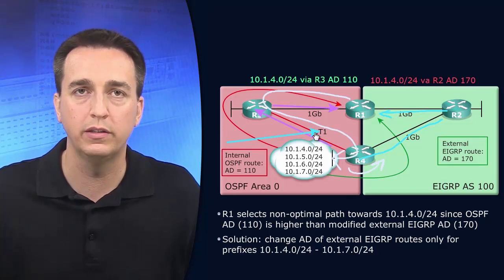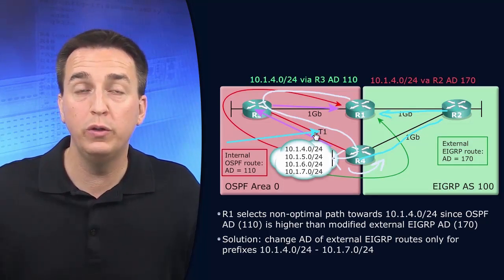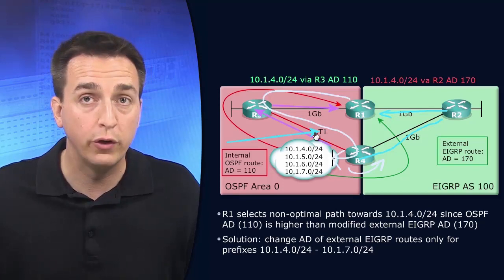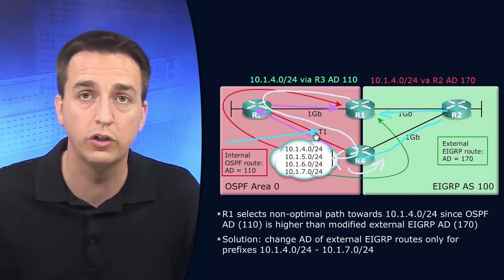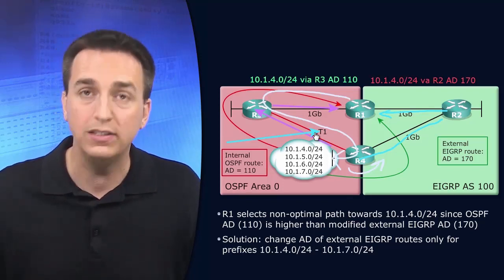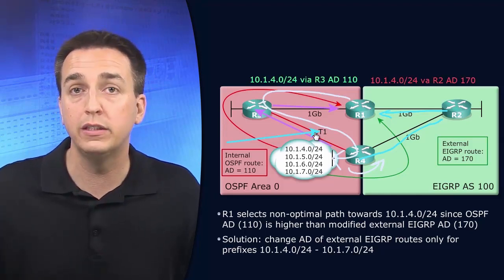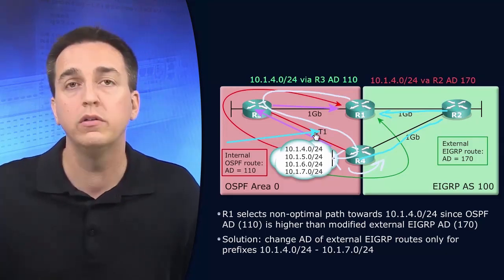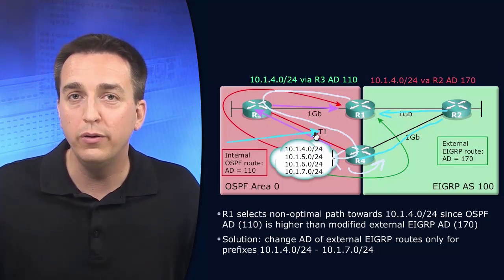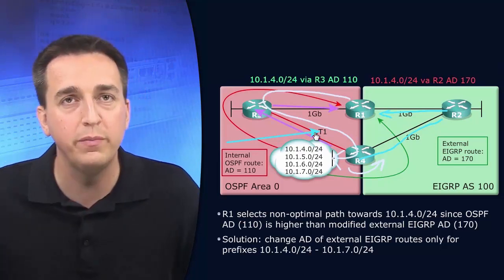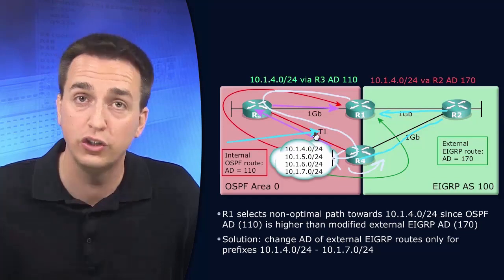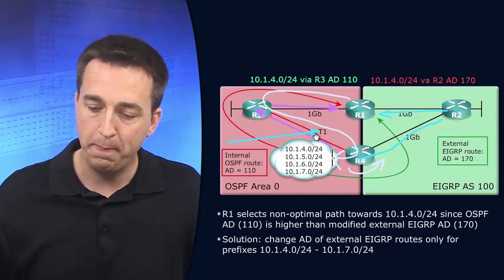So how can we solve this? Well, what we want to do is we want to make R1 prefer the EIGRP learned information. And we can easily do that by either increasing the administrative distance of the OSPF learned route, or what can we do? We can lower the administrative distance of the external EIGRP learned route.